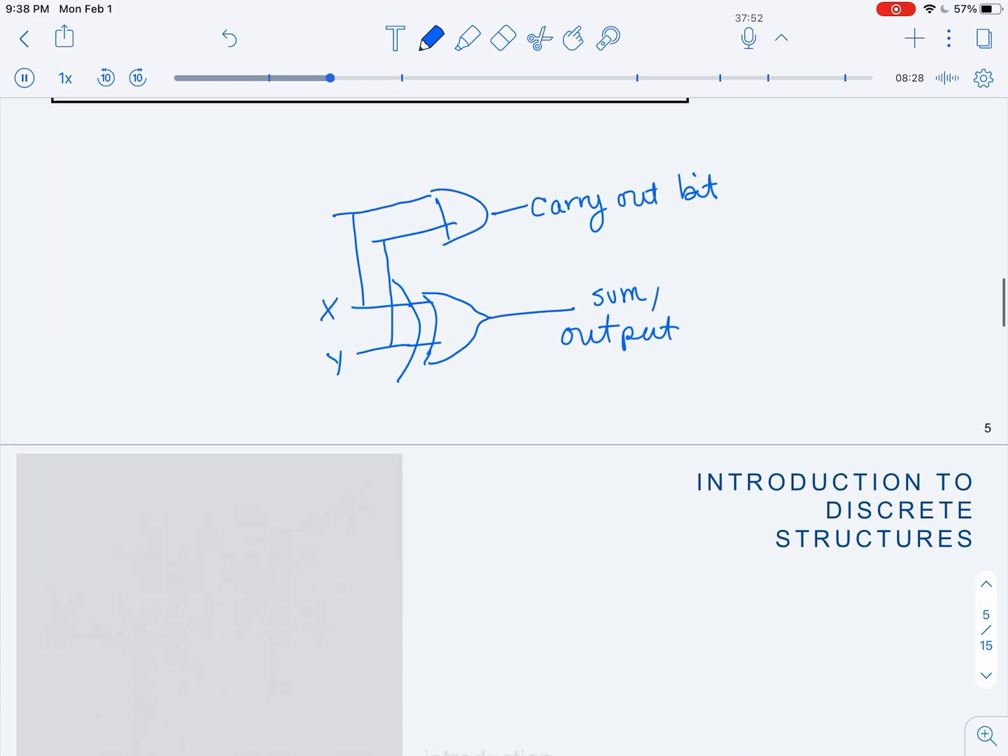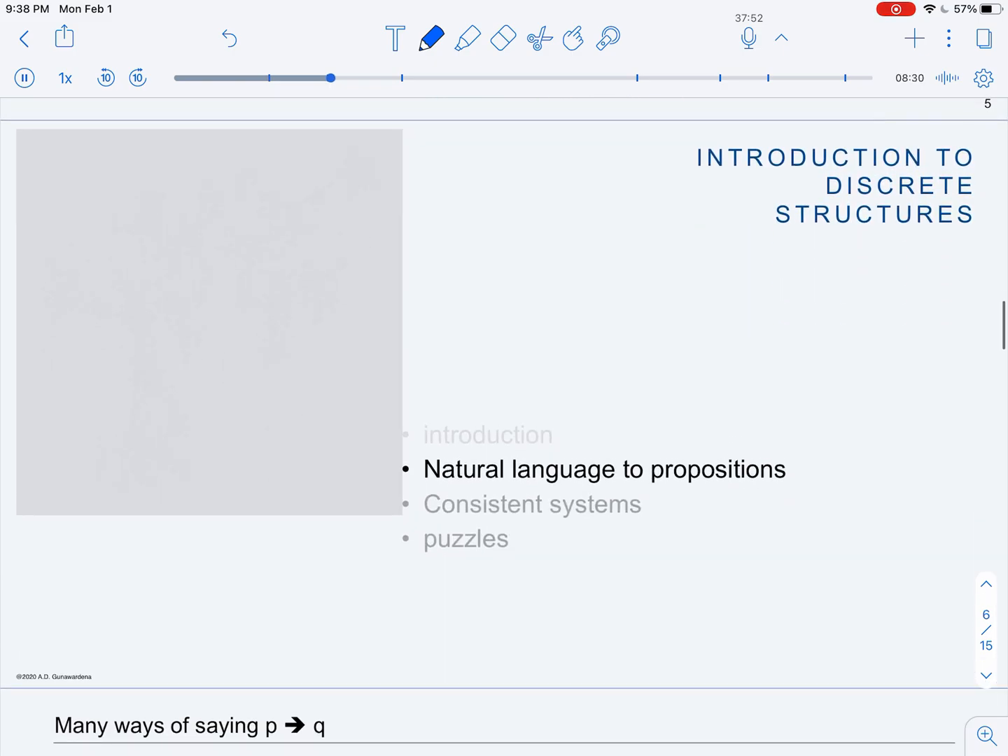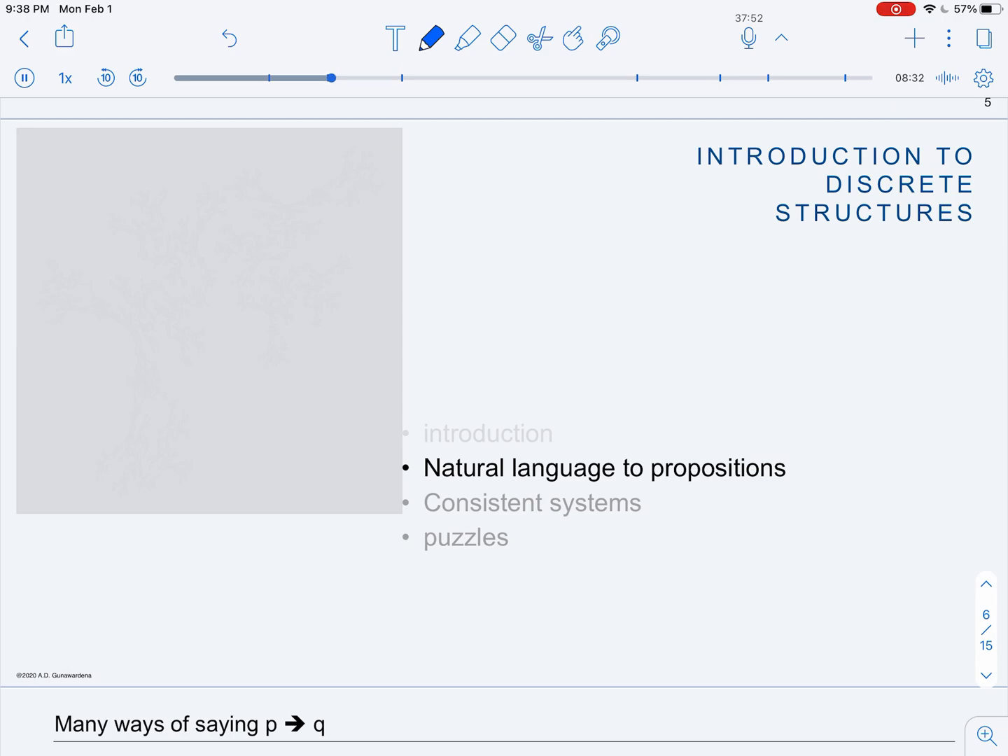Now, let's look at some examples of translating natural language to propositions. As a caveat, I just want to mention that sometimes we are not as precise when we speak English as we are when we use mathematical notation or logic. So some of this is just practice and interpretation.